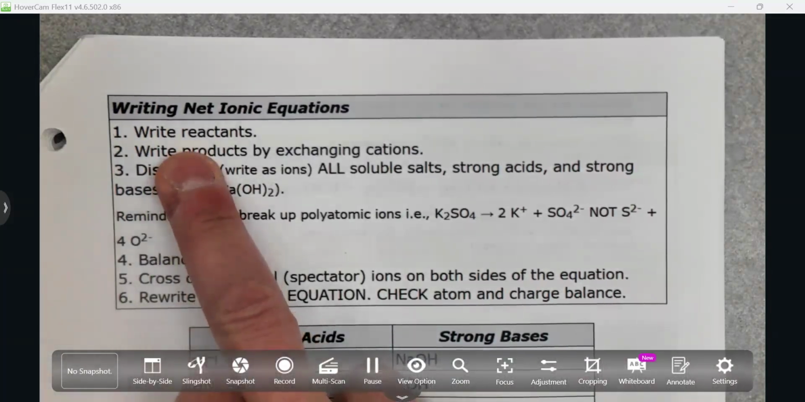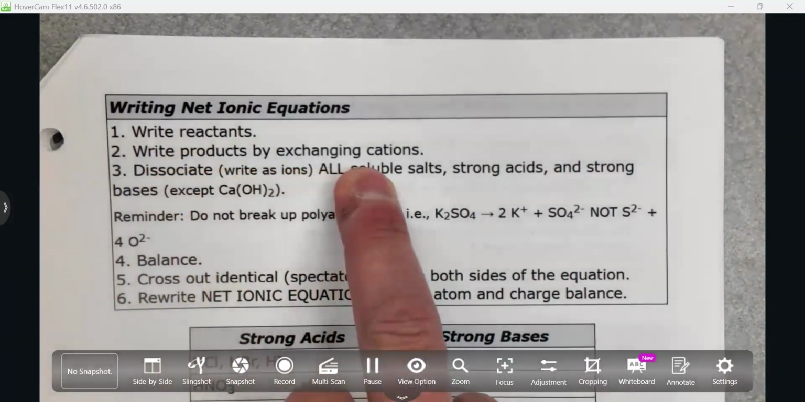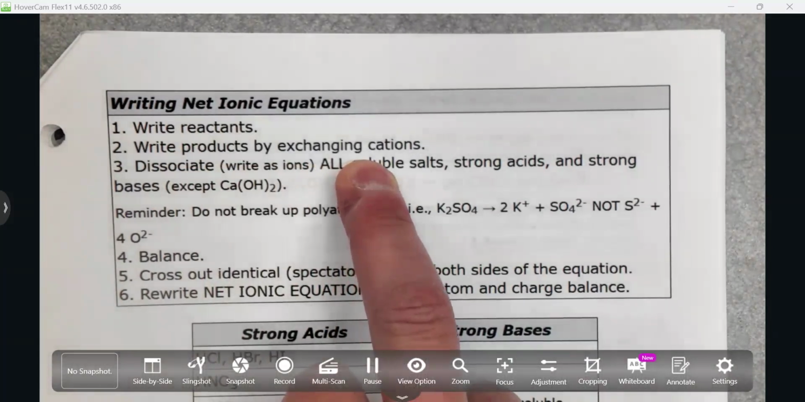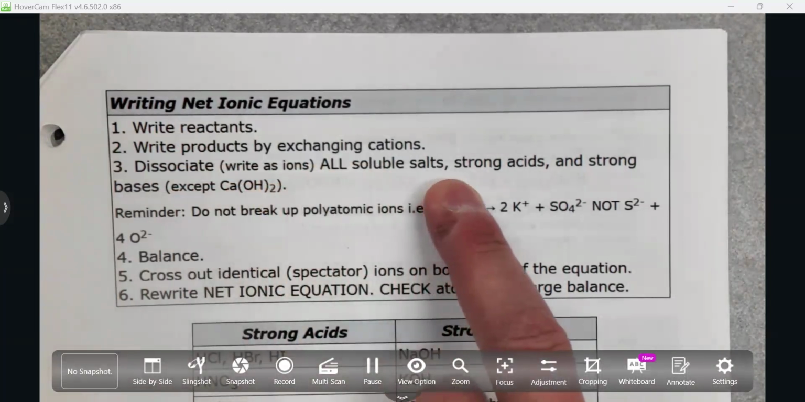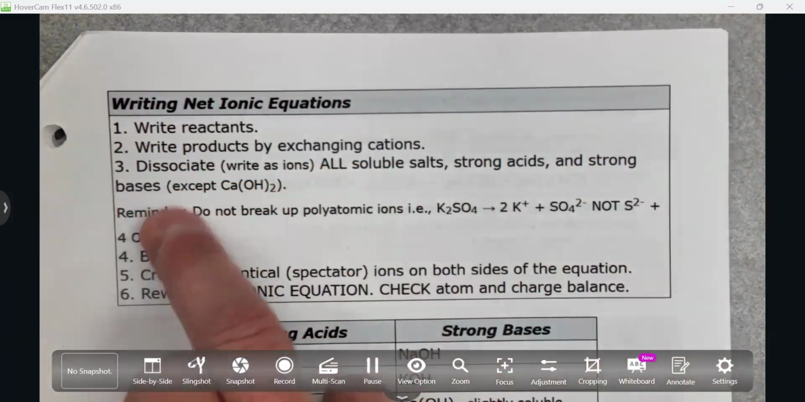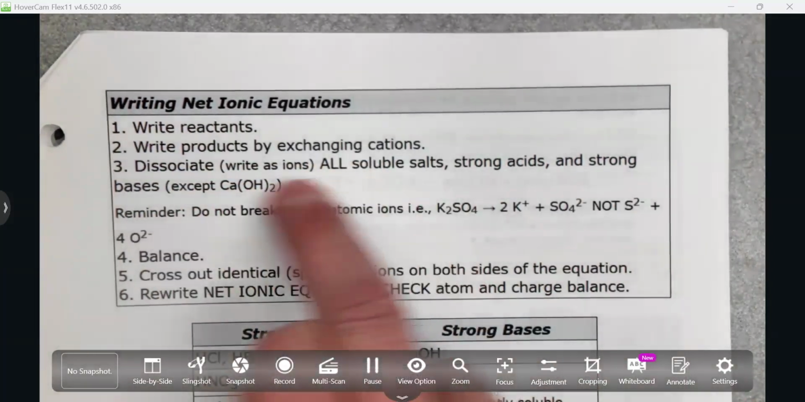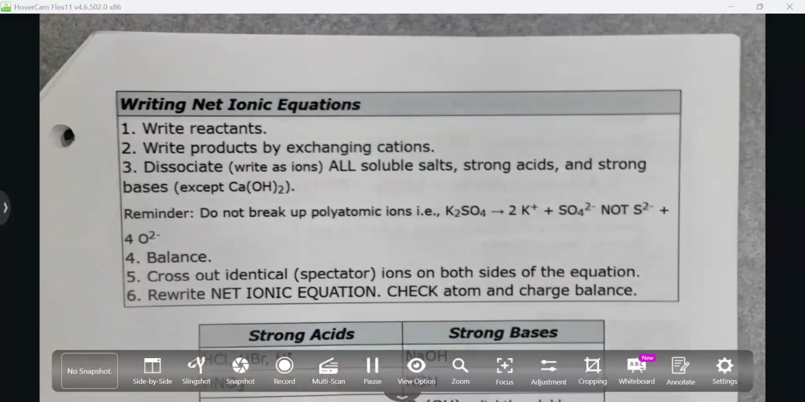Write reactants, write products by exchanging cations, switching the positive ions. Dissociate, write all ions: all soluble salts, strong acids, and strong bases. Split them up. Dissociate, split them up.